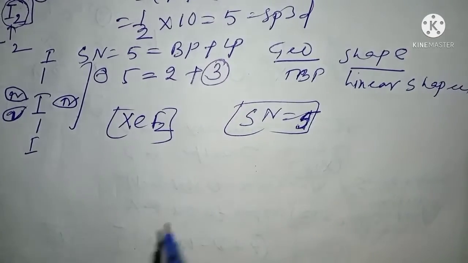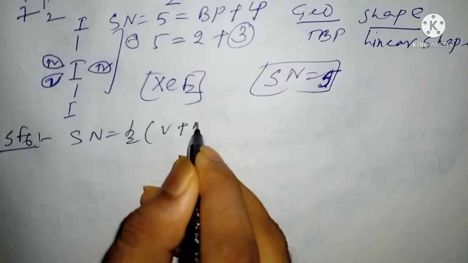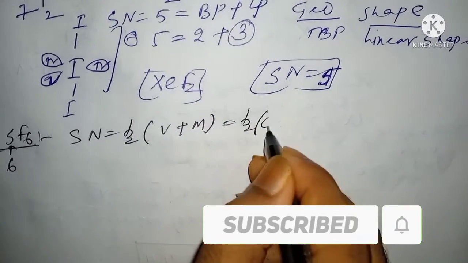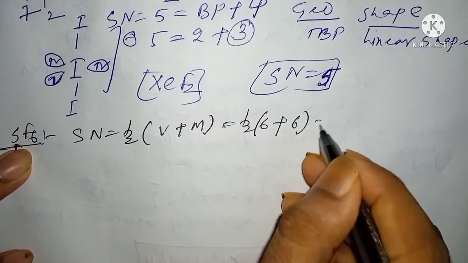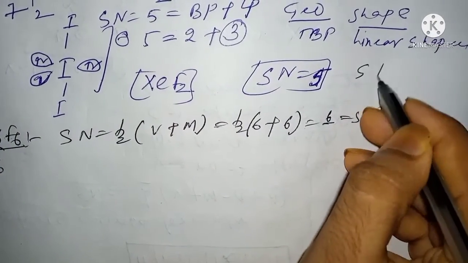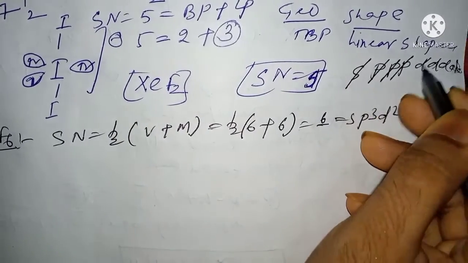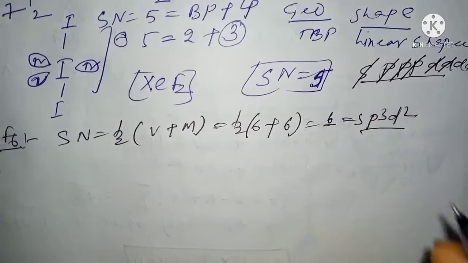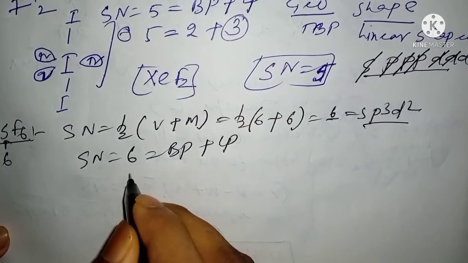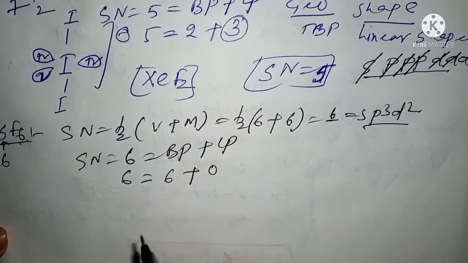Next I discuss steric number equal to 6. SF6. First calculate steric number equal to half into V plus M equal to half into the valence electron, this is oxygen family, this is 6, plus fluorine, 6 fluorine is there. So 6 equal to 6, sp3d2 hybridization, because s, p, p, p and d, d. So 1, 2, 3, 4, 5, 6. So sp3d2 hybridization. Now steric number equal to 6 equal to bond pair plus lone pair. So 6 equal to bond pair, there are 6 bond pairs, and lone pair equal to 0. 6 plus 0 equal to 6. So lone pair equal to 0.